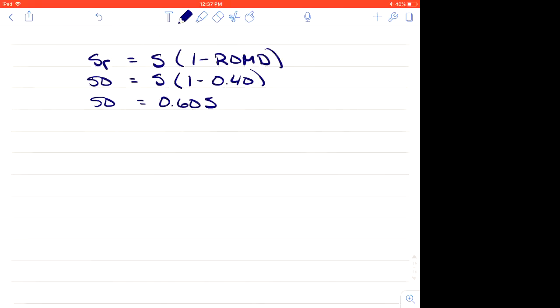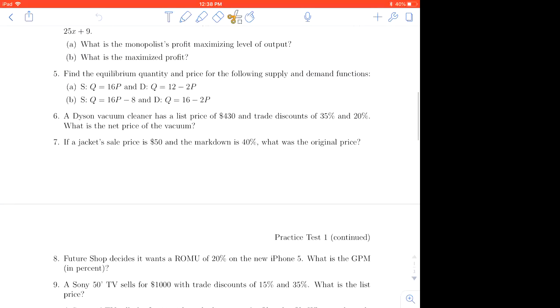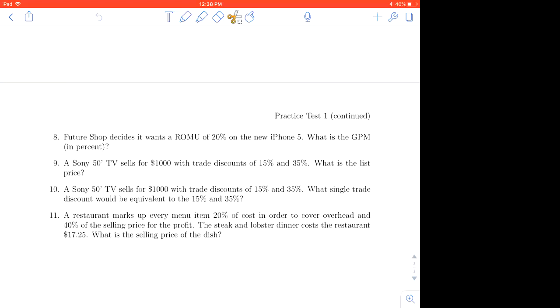So S must be 50 divided by 0.60. 50 divided by 0.6 is 83, or 83.33. Nice. Any questions about that one? Snag another one.